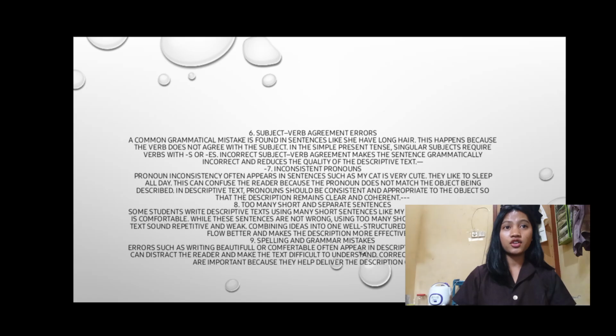9. Spelling and grammar mistakes. Errors such as misspelling beautiful or comfortable often appear in descriptive text. These mistakes can distract the reader and make the text difficult to understand. Correct spelling and grammar are important because they help deliver the description clearly.